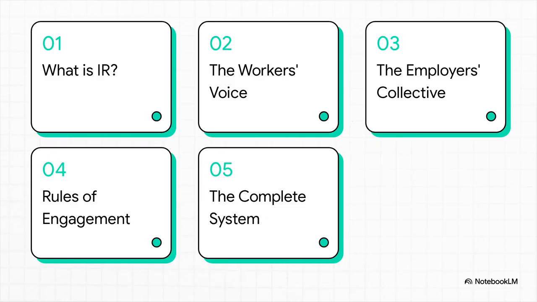To really get a handle on this machine, we're going to build it from the ground up, piece by piece. First, we'll look at the blueprint, what industrial relations even is. Then we'll get into the main parts, the workers' side and the employer's side. After that, we'll install the operating system, the rules they all have to play by. And finally, we'll put it all together and see how the complete Indian system runs in the real world.